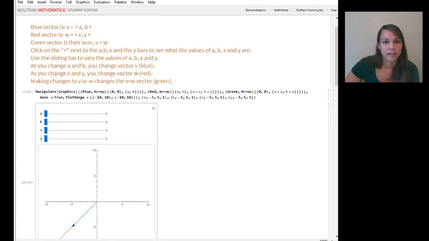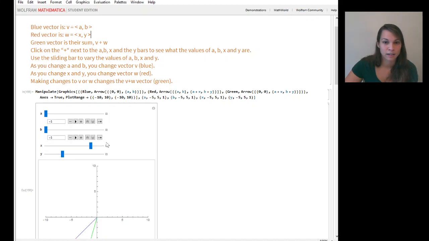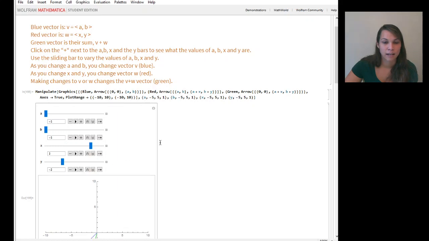So what we've got here is a blue vector, v, and the entries are going to be a, b. And we can change values of a, b here. So that would change vector v. And vector w has entries x, y, and you can change them here. And then the green arrow is going to be the sum of the two of them together. And then note you can click on the little plus sign if you go down to the next bit of instructions, and you can see what the values of a and b actually are.